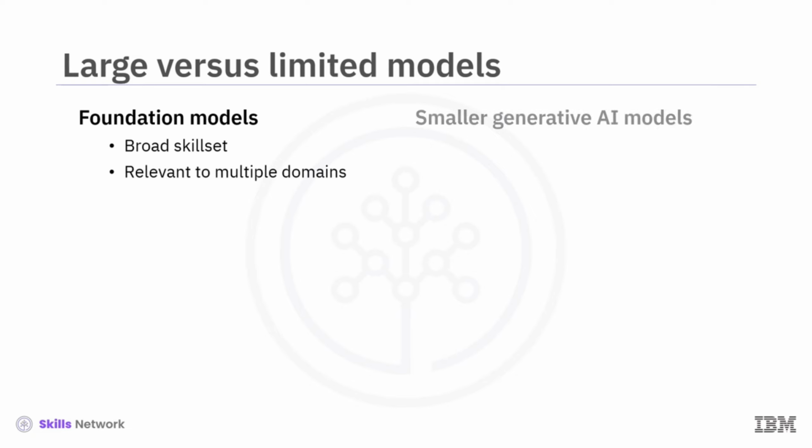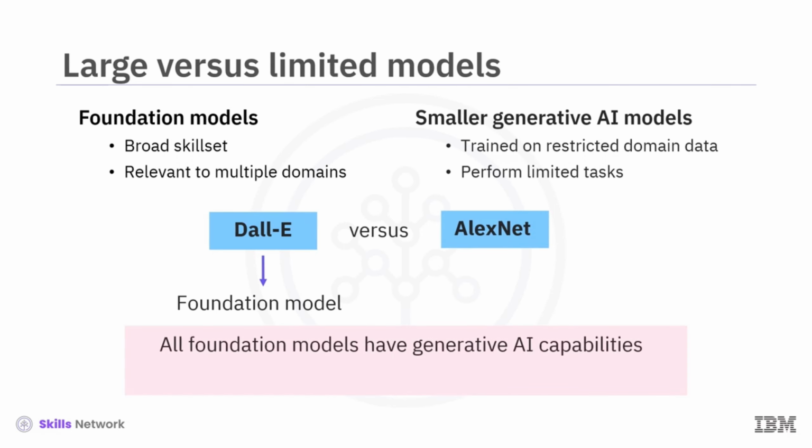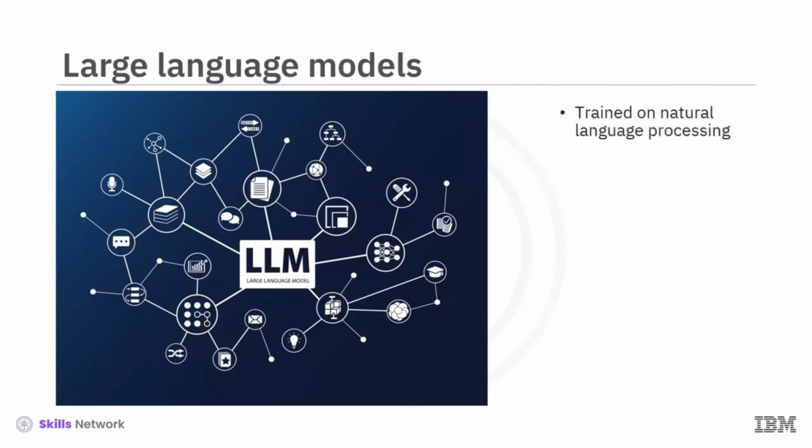This is in contrast to smaller generative AI models, which are trained on restricted domain data and requested to perform limited tasks. For instance, OpenAI's DALL-E family of models are considered foundation models because they can perform many image-related tasks. In contrast, AlexNet is not classified as a foundational model, as it only performs image classification tasks. Therefore, we can clarify that while all foundation models have generative AI capabilities, not all generative AI models are foundation models. When foundation models are trained on vast natural language processing databases, they are called large language models, or LLMs.